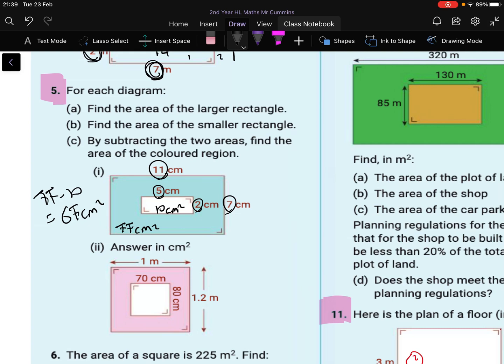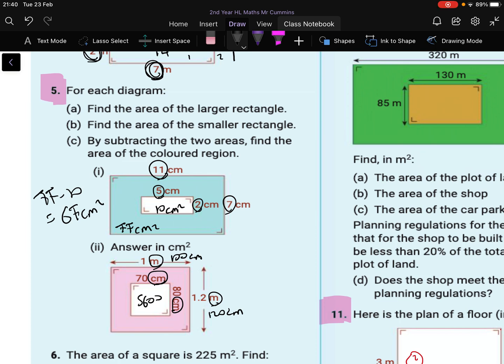This one's the same. We're going to calculate for this one. You're going to have 70 by 80. It's going to be 5,600 for the small one. And remember, be careful, these are centimeters and these here are meters. So this is going to be 100 centimeters and this one here is going to be 120 centimeters. So just be careful there. That's the trick in this one, isn't it?